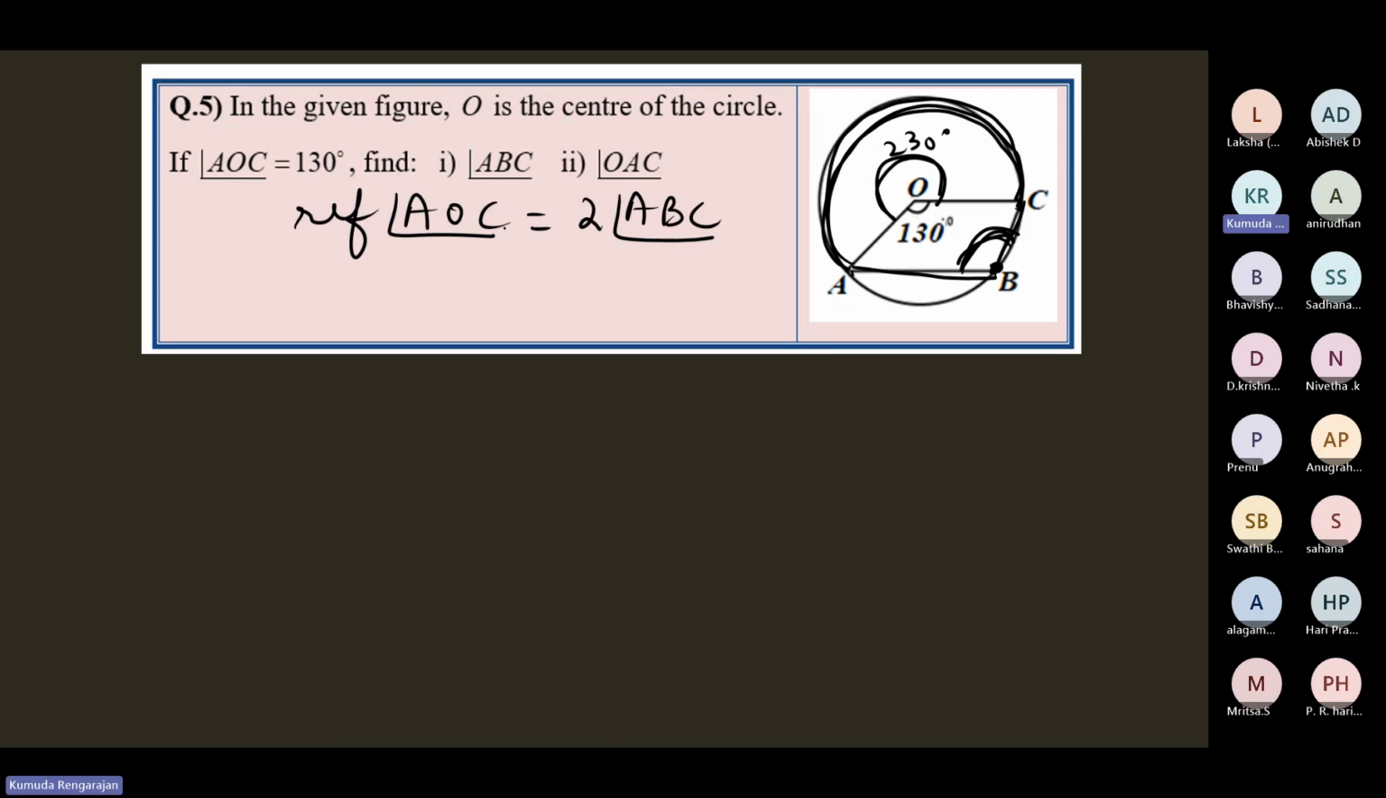Reflex of angle AOC is subtended by the major arc AC at the point O, that is at the center of the circle. The same major arc AC subtends angle ABC at the point B on the remaining part, that is, B is a point on the minor arc. So on the remaining part of the circle. So this is the relation between the two angles by the theorem.